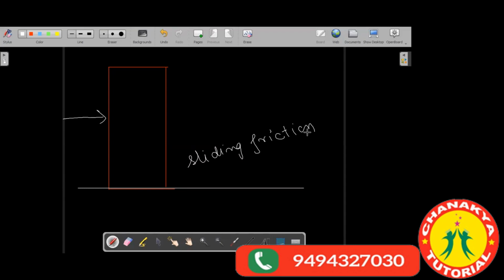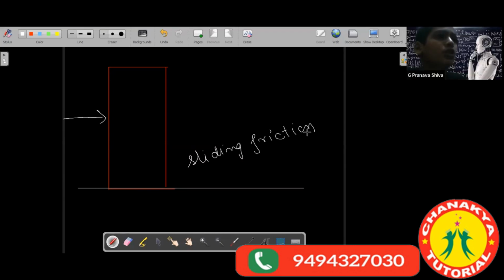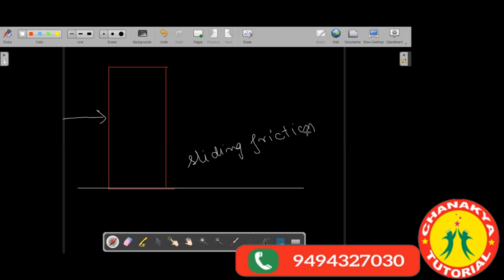Then what is rolling friction? If an object rolls over another object, such as wheels, we call it rolling friction. Now, we have clearly seen that rolling an object is easier as compared to sliding. Yes, we have just seen here.